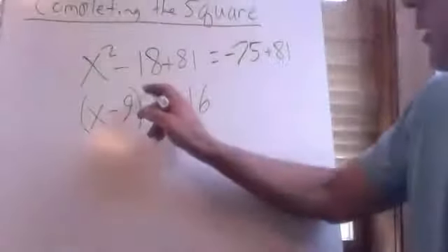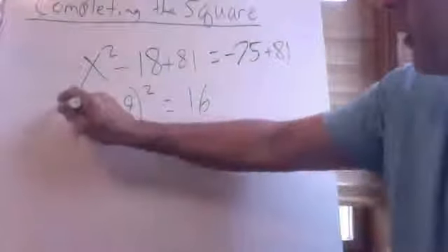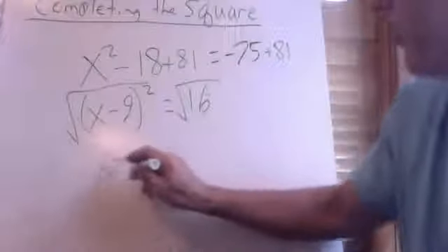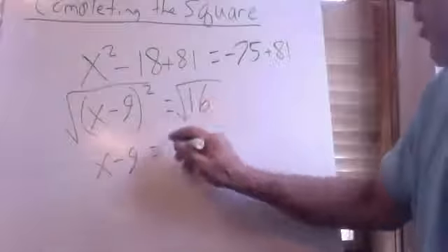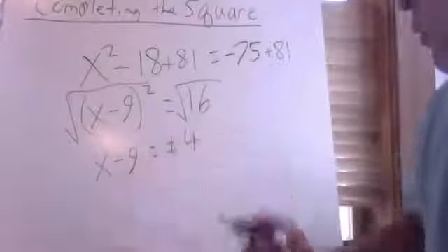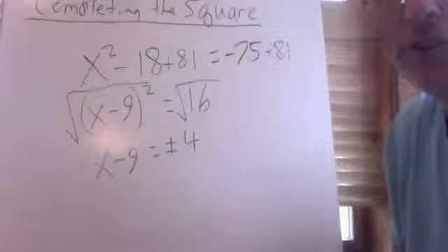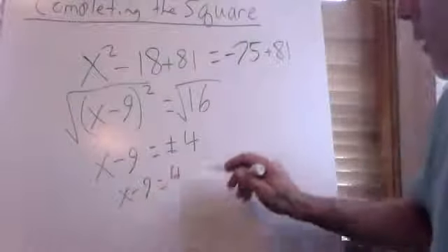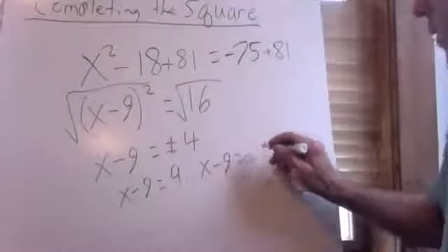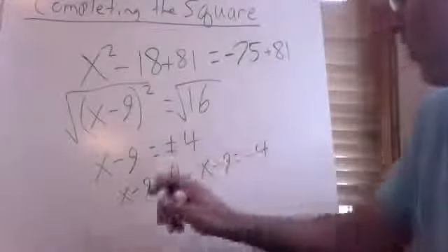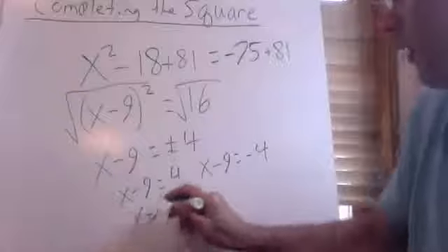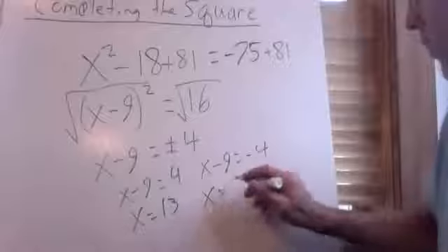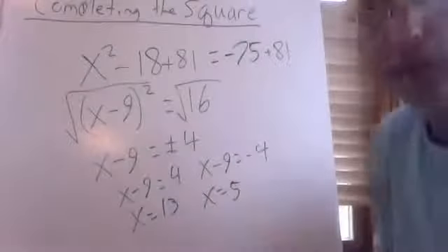Next step, I want to get rid of that squared, so I can take the square root and the square root of the right side. That leaves me x minus 9 equals positive and negative 4. So really this is two equations. X minus 9 equals 4 and x minus 9 equals negative 4. I just simply solve those, bring that over, x equals 13. Bring this over, x equals 5, and those are my two answers.